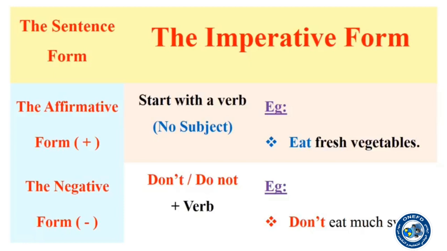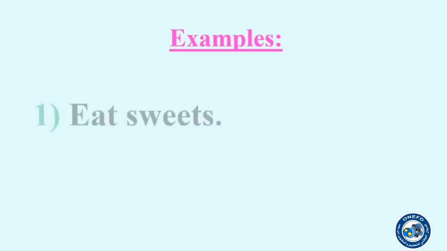I repeat, in the imperative form, the affirmative form, I start directly with the verb and there is no subject. But in the negative form, I start with the expression don't or do not plus the verb stem. Like you can see in the example, don't eat much sweets. So let's take some other examples to make it very clear and very easy for you.